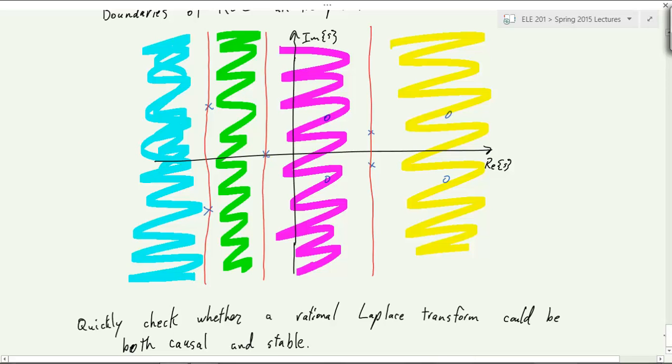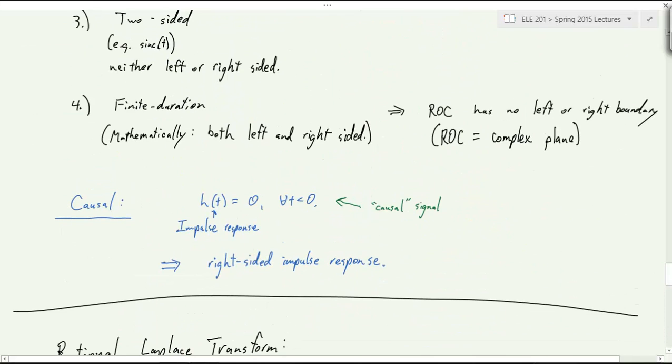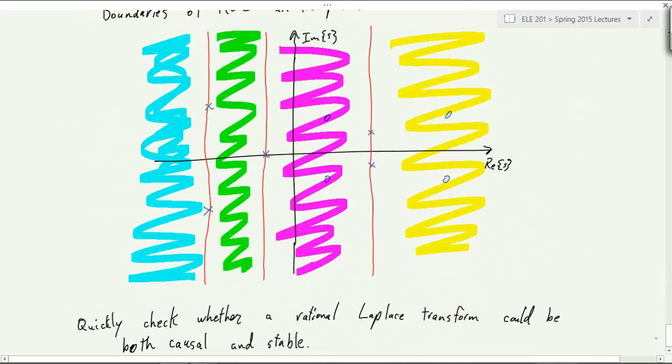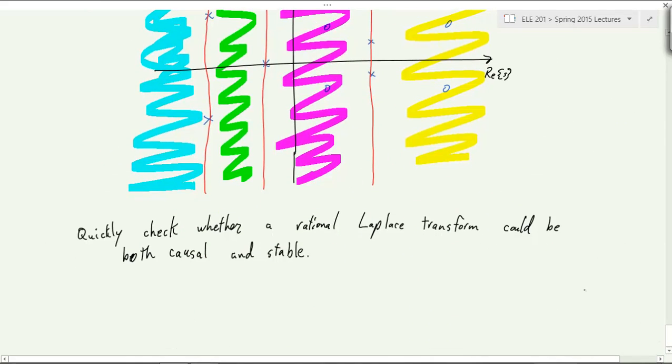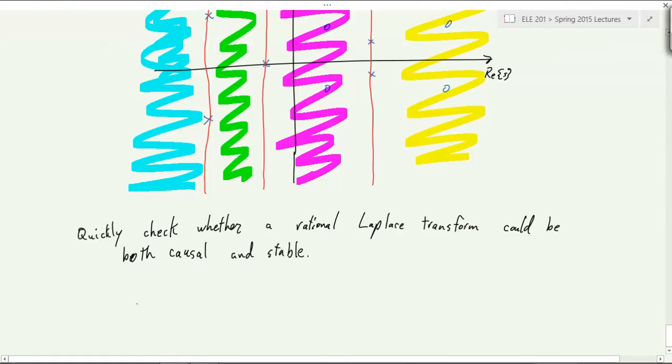Now let me go back and modify one thing. Everything I said here is true. If it's causal, then it's right-sided. Turns out that if, additionally, the Laplace transform is rational, then the reverse is also true. If it's rational, then a right-sided impulse response will also be causal. Okay. Anyway, so what's the condition then, if we wanted to summarize, for a Laplace transform that could imply that the system is both causal and stable?